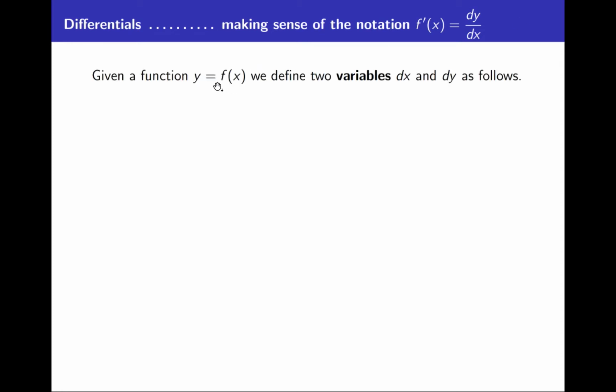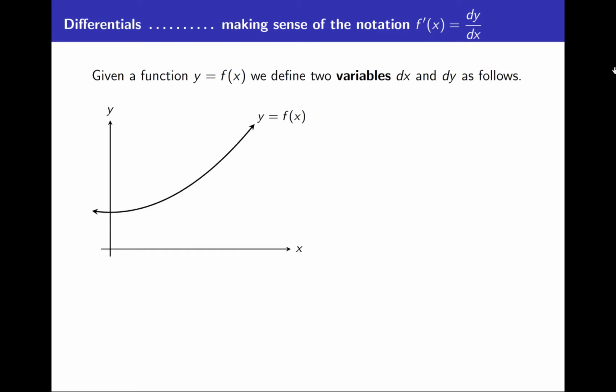We're going to make sense of the notation dy dx. We're going to give a meaning to dy and an explicit meaning to dx so that dy divided by dx equals f prime of x. And here's how it's done. Given a function y equals f of x, we define two variables called dx and dy. So dx is the name of one variable, and dy is the name of a second variable. And we do this as follows.